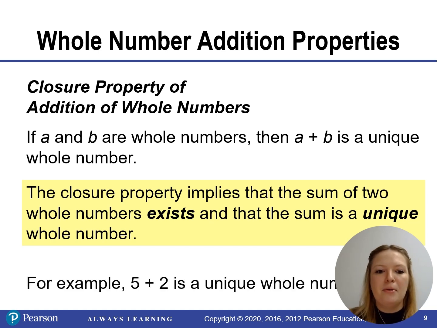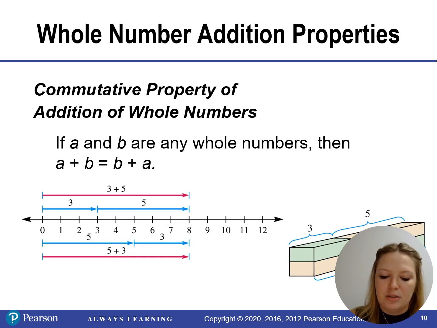So, for example, 5 plus 2 is the unique whole number 7, and 7 is a whole number, and that's the only result we'll ever get when we add 5 plus 2.